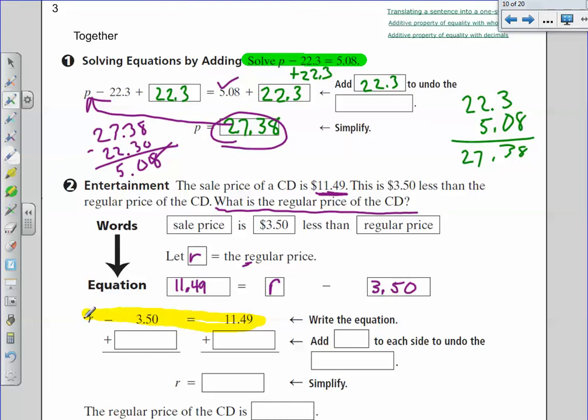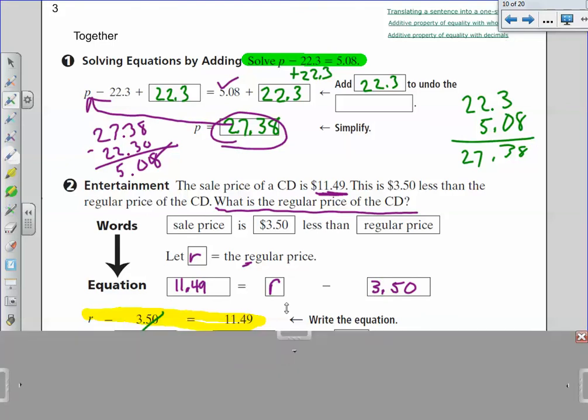R is going to tell me the solution of my equation. So how do I solve for R? I need to isolate R by itself. To do that, if I'm subtracting 3.50 to cancel out, I need to add 3.50. So R is going to be equal to $14.99. So what's the regular price of my CD? You're catching on, $14.99. Right?